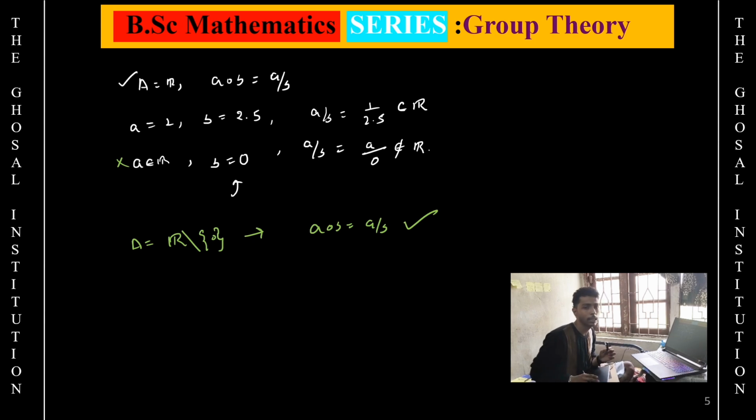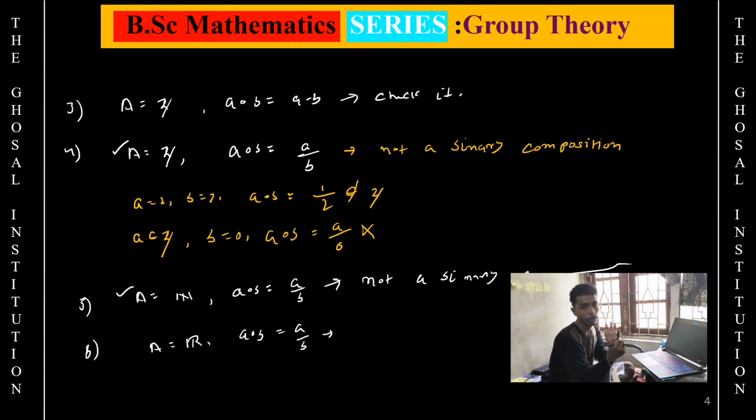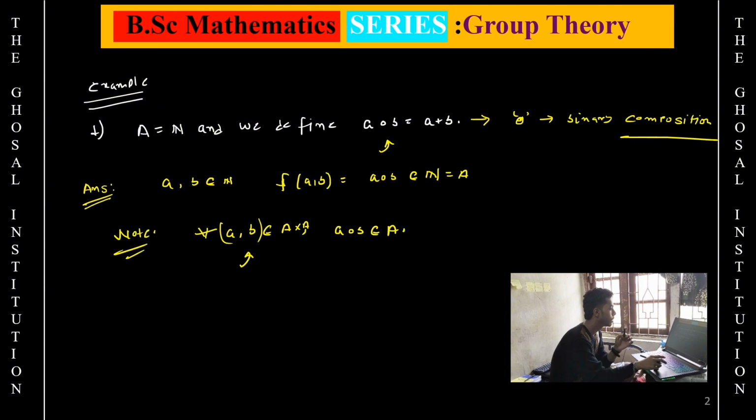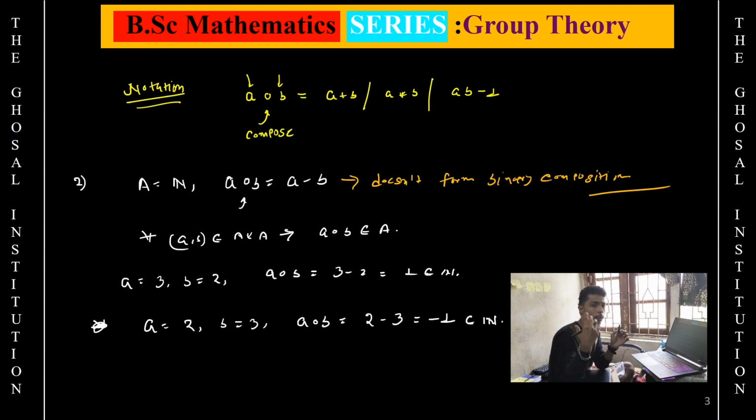So that's how you can check whether it forms a binary composition or not, depending on the set, not on the definition of how A compose B is formed. It is A by B, A to the power B, log A plus log B, whatever the thing is, that is not important. The important thing is the set, in which set it forms a binary composition and in which set it doesn't. So you have to be very careful about the set we are talking about.